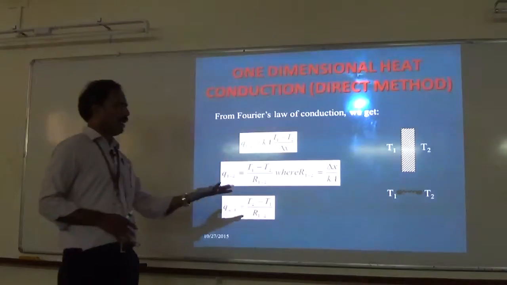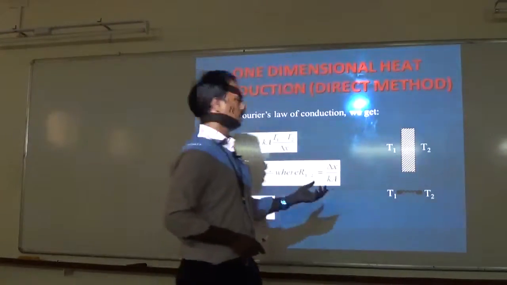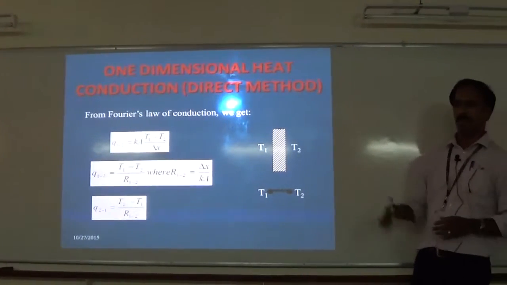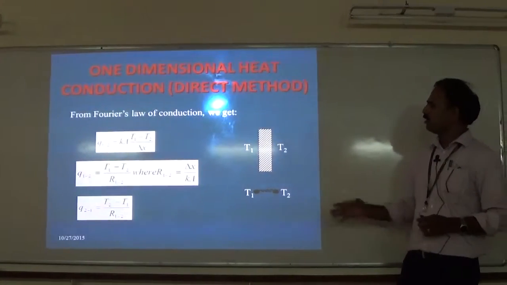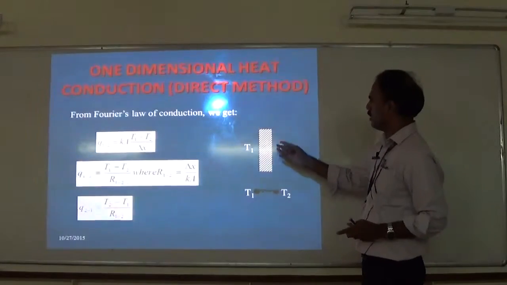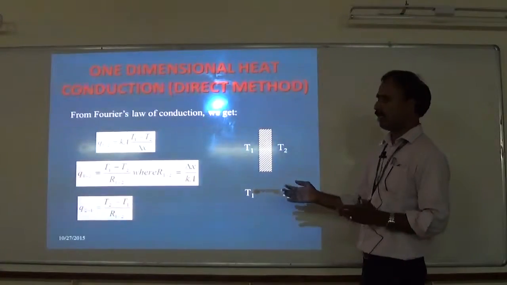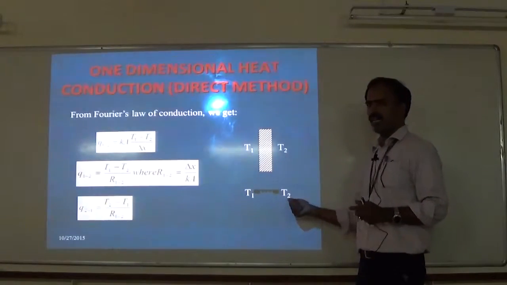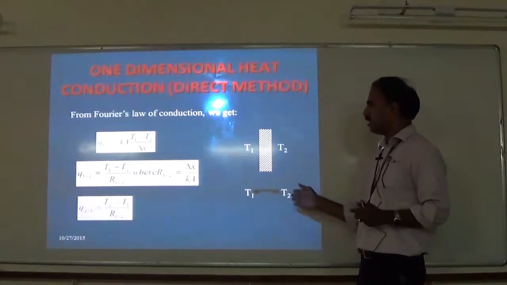Let's take a very simple case: heat transfer through a conducting slab wall. One side temperature is T1, the other side temperature is T2. In this case we are also assuming that temperature variation in the other two directions is negligible, and temperature varies only in the X direction, so this can be treated as a one-dimensional heat transfer problem. So the temperatures are T1 and T2.